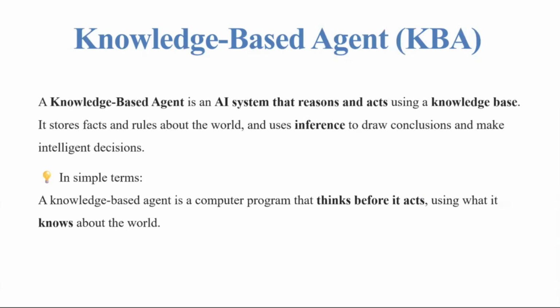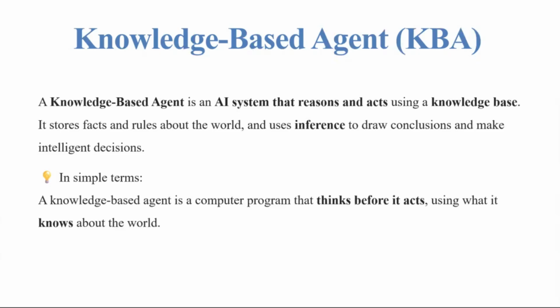The second step is to store or access the knowledge. The knowledge base may contain rules like: if the sky is cloudy, it may rain. If it may rain, carry an umbrella. If the traffic signal is red, stop the vehicle. These facts and rules are already stored inside the system.